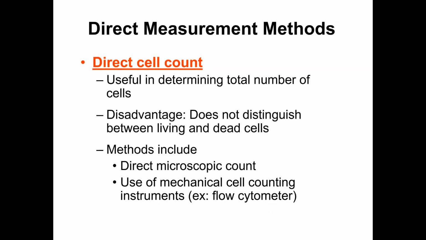All right, so a couple of examples of direct measurements. The first one is direct cell counts. And this is exactly what it sounds like. It is counting cells, one by one. This is useful if you want to know the absolute total number of cells, but there's one big problem. Imagine counting cells under a microscope. Do you know if they're alive or dead? Not really. So you don't know living from dead here. That's the big disadvantage.